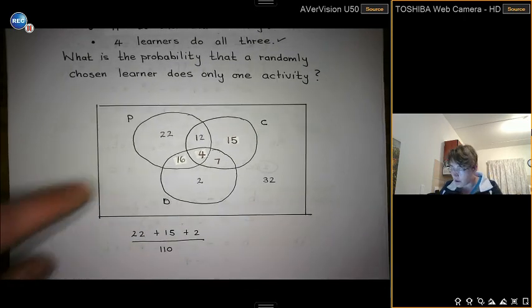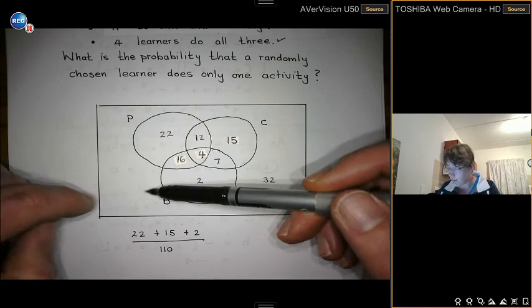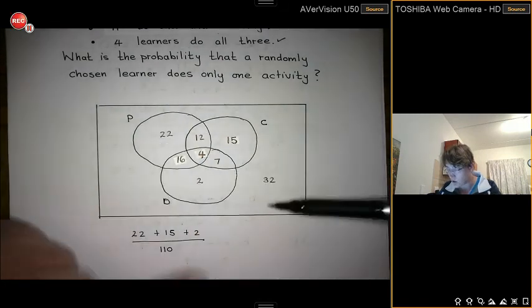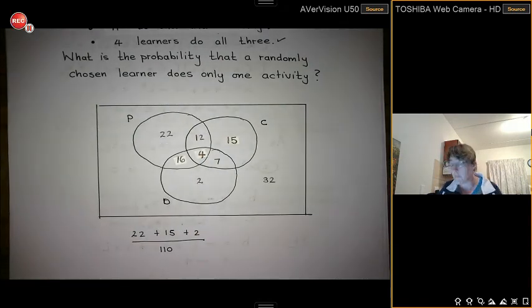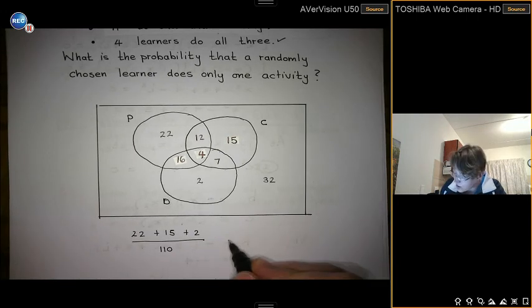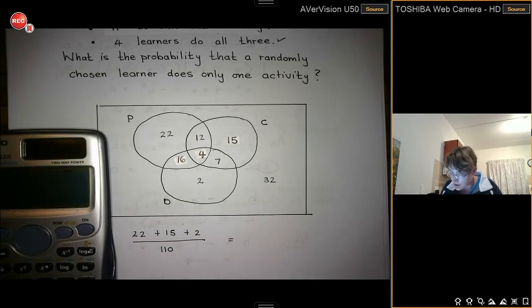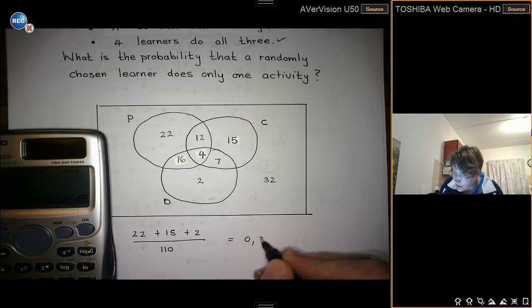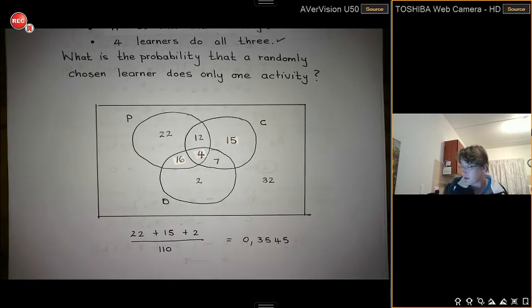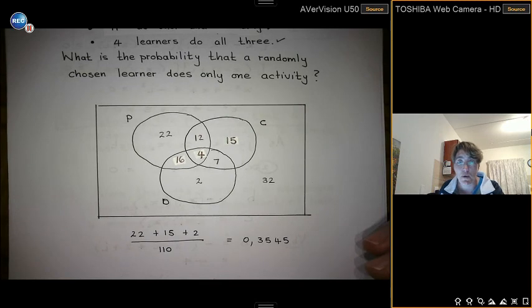Now you could have done it separately. You could have said 22 over 110 plus 15 over 110 plus 2 over 110, because we use the word or, but it's just easier to do it like this, to just add them up, because you get exactly the same answer. So we're going to now go and say that's 22 plus 15 plus 2 over 110, which gives me 0.3545. I'm just going to round it off to 4 decimal places. Normally we generally stick to 2 decimal places, but just to make it more accurate, 4 decimal places.